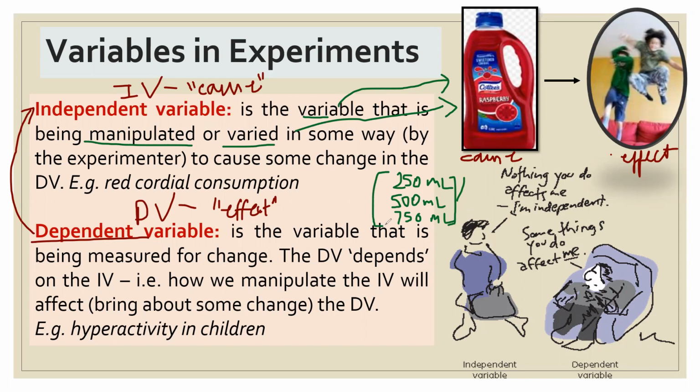Hypothesizing or predicting that red cordial will lead to hyperactivity, which of these amounts of cordial do we think will lead to the greatest increase in hyperactive behavior? Is it going to be 250 mils, A, B, or C? Which one do you guys think? Put it in the chat box.